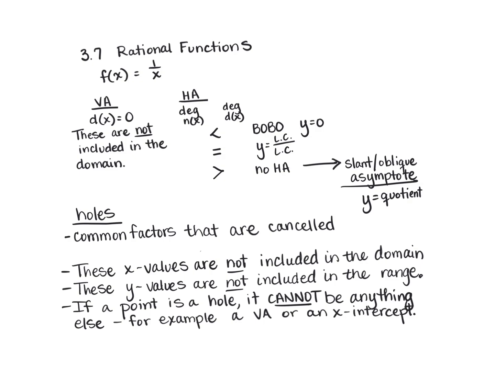In section 3.7, we are going to be talking about rational functions. So our parent rational function is f of x is equal to 1 over x. So I'm going to diagram that just real small here. We know that it goes in this quadrant and this quadrant.